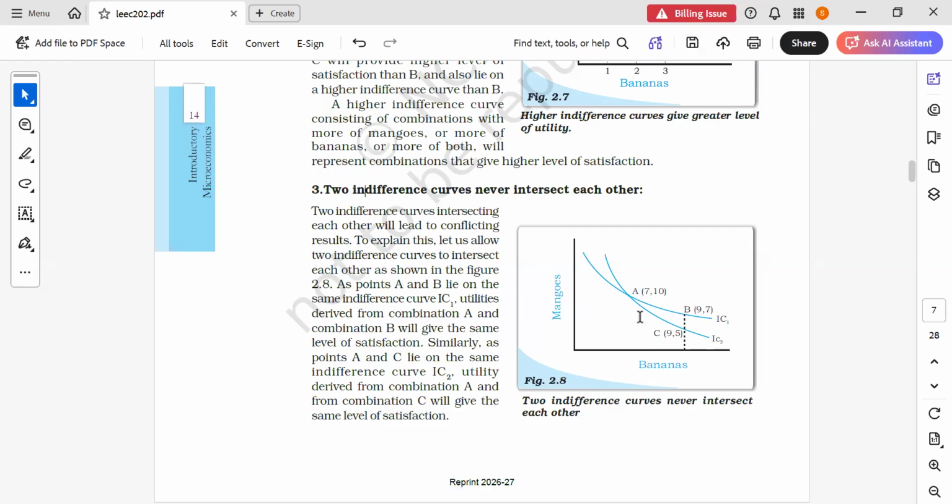That's all for this video. In the next video, we will talk about the budget line, the constraint that the consumer faces while purchasing any good.